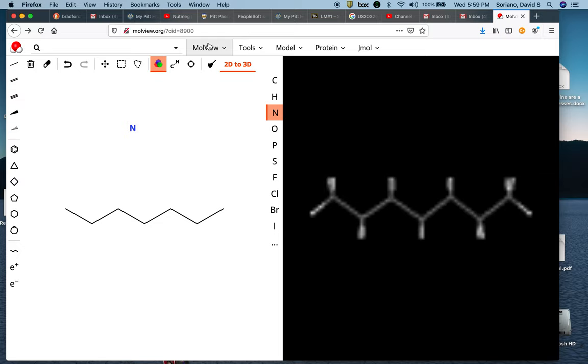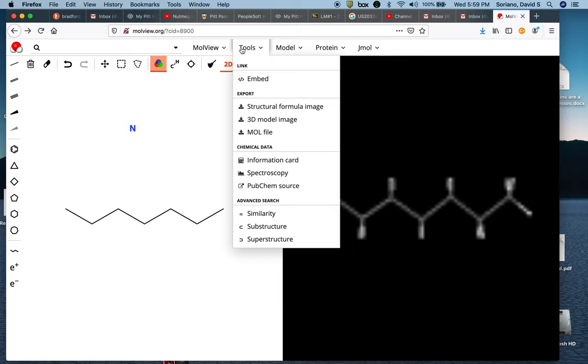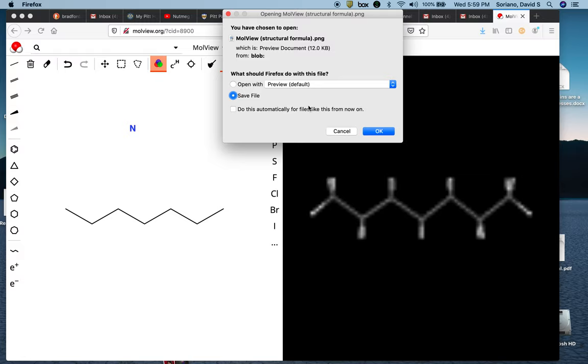And here with the 2D sketch, you might even want to save that. Structural formula image. And then you can save that, and then you can attach it in a Word document. So when I tell you, let's say, draw out cocaine, you would be able to send me the 2D and the 3D that you produced. Or I might ask you to tell me what a bond angle is for a certain carbon-nitrogen bond.